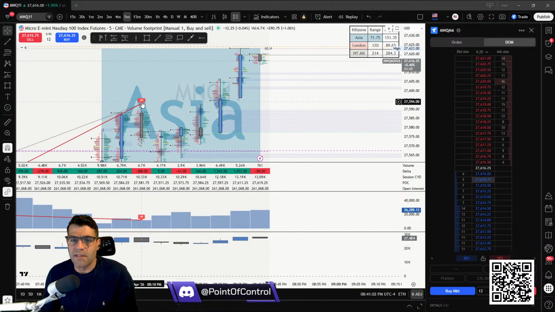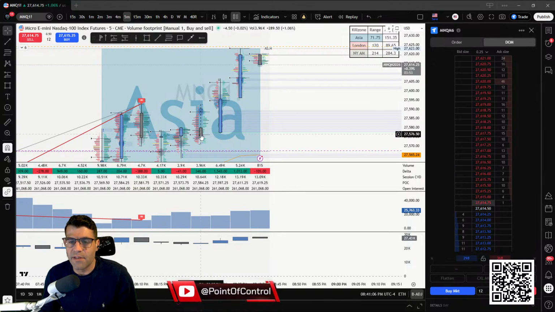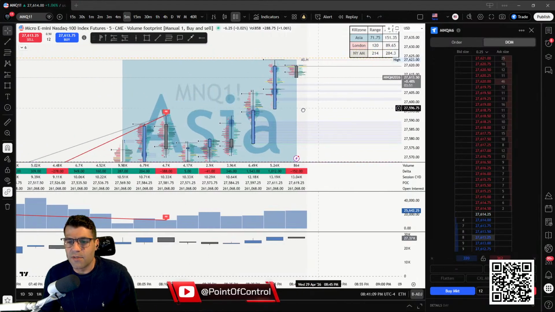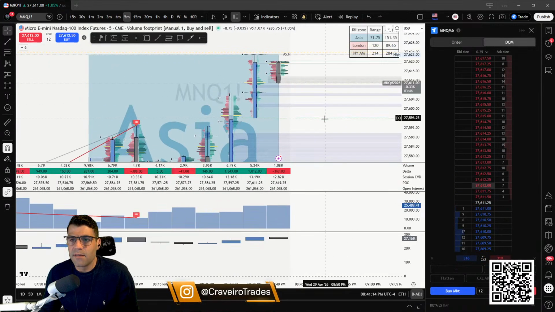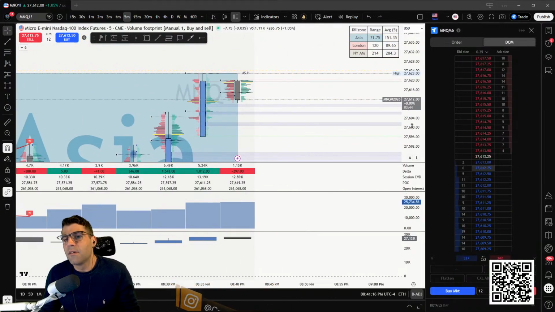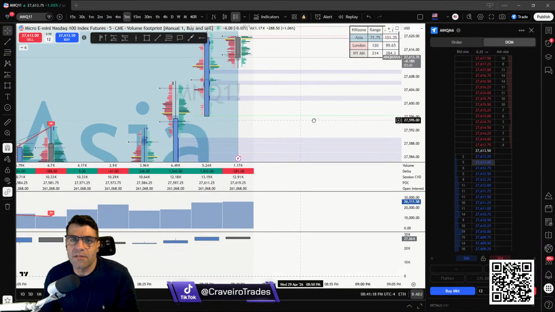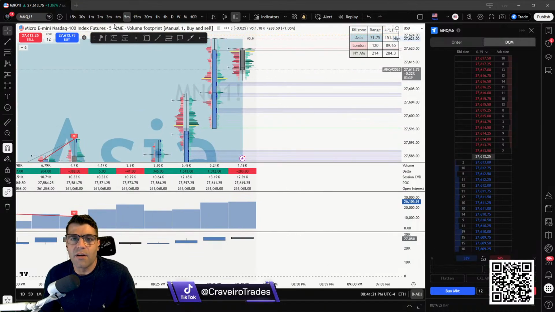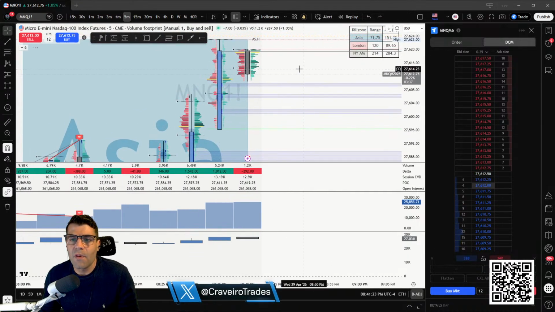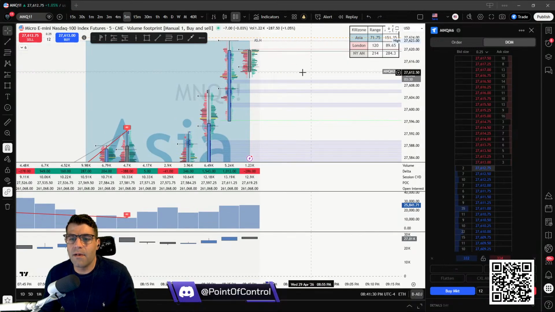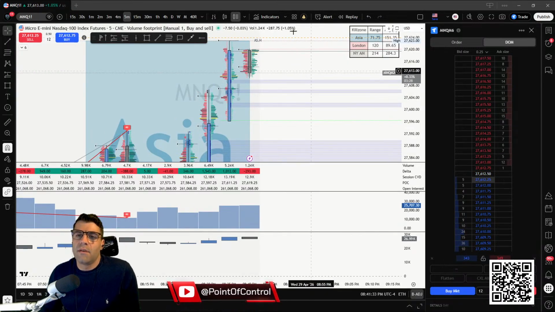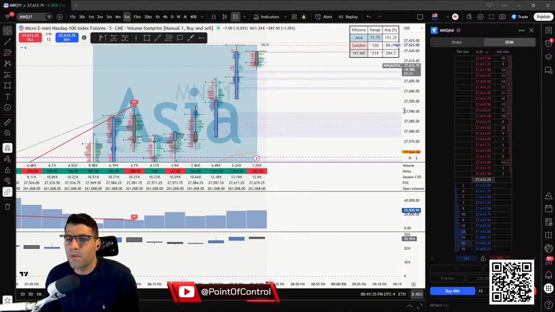We've now got a CVD divergence. We have gotten 2 delta divergences right here and right here. So buyers are getting tired. Now the next thing that we would need to see for entry confirmation, and this would be awesome because we actually might have ourselves a trade to take live.